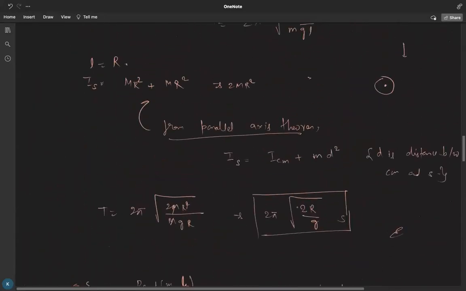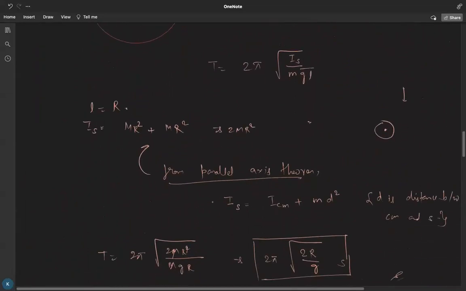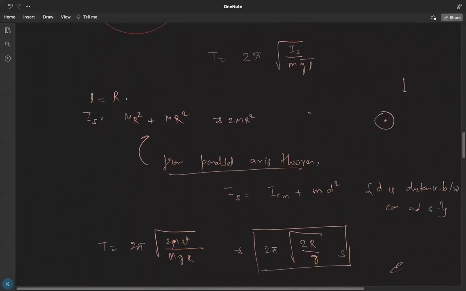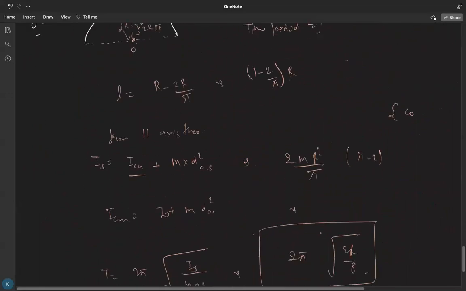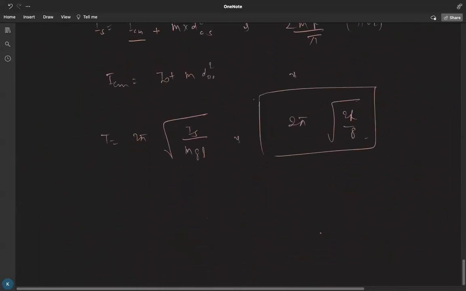Look at here. For the full ring, we get the time period as 2 pi root under 2r by g. And for the semicircular ring, it is also the same, equal to 2 pi root under 2r by g. I hope it is clear to all of you.